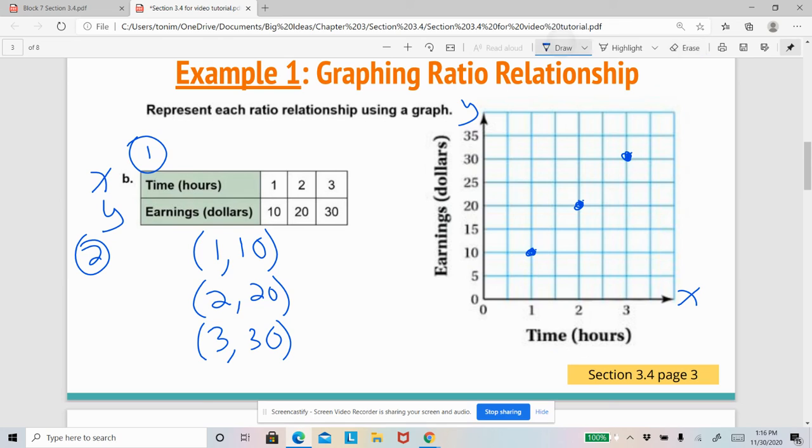Now we have to make sure we connect our lines to our dots. Make sure it's going through (0, 0). And then you're going to label. Again, you can do a key. So you can label like this, or you can just say C.